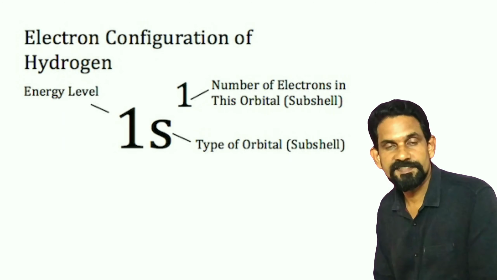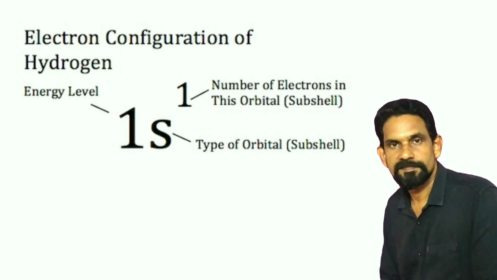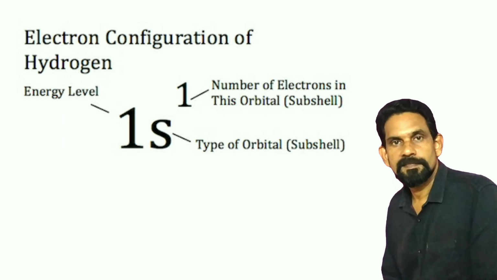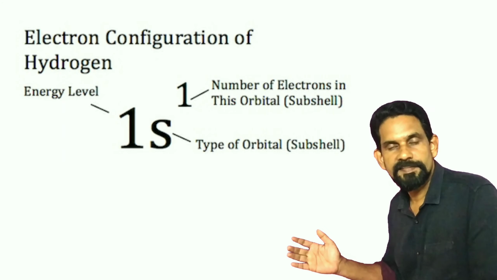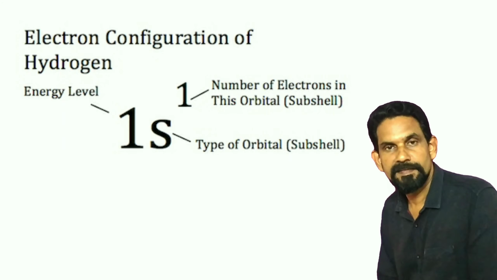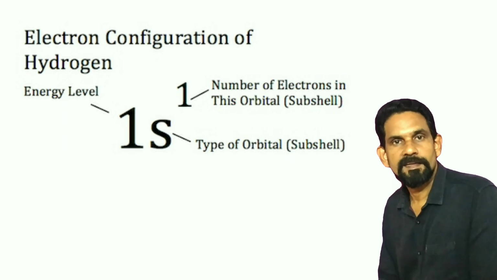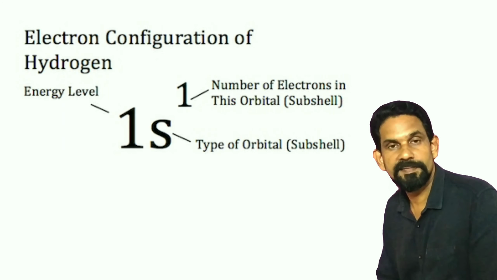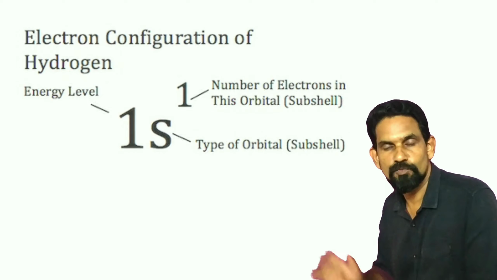What does this first number 1 indicate? The shell number. That is first shell. Then s is the subshell contained in that shell. And the number at the top right indicates the number of electrons. That is 1s1.